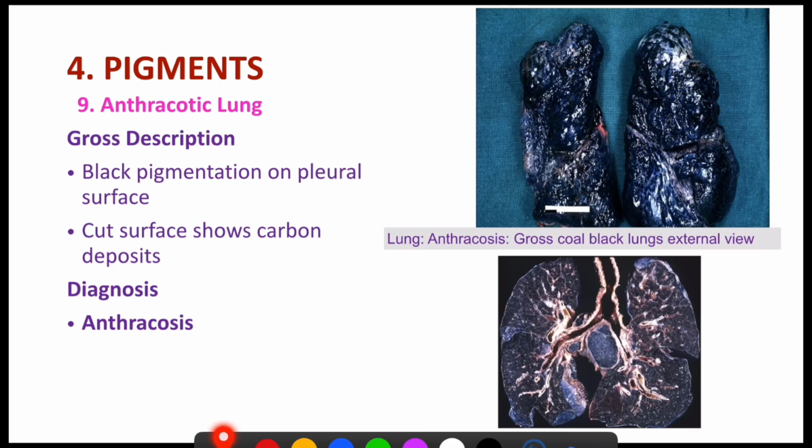So here you can identify two specimens, both the lung specimens, and this outer surface is totally blackened, with abundant black pigmentation on the pleural surface, and in the cut surface also the lung parenchyma is blackened and totally replaced normal parenchyma. So this is the anthracotic lung.